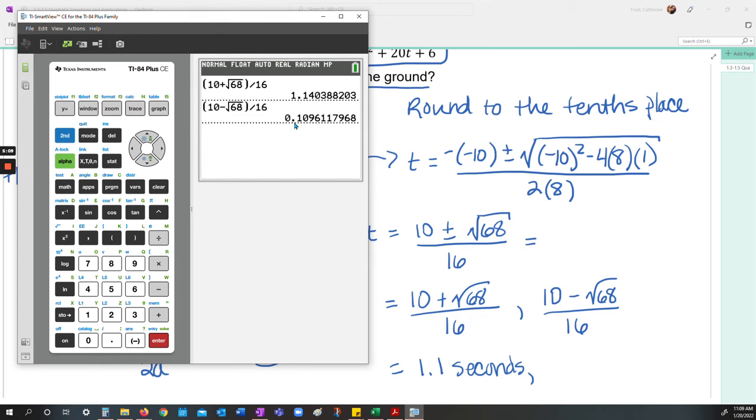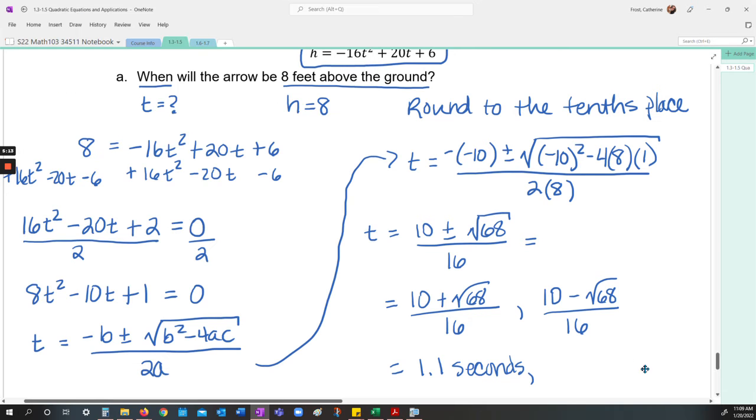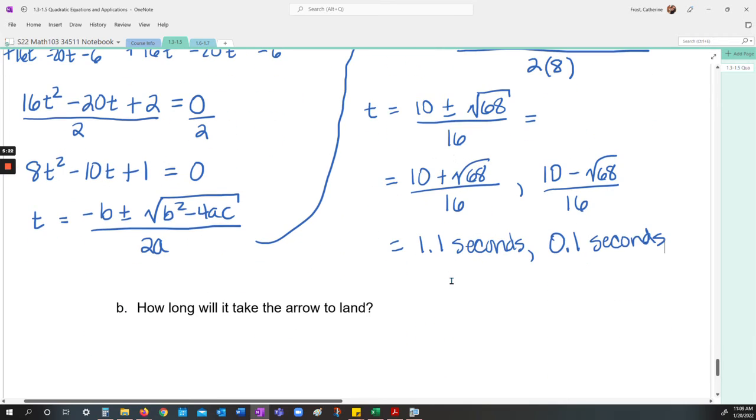So then rounding to the nearest tenth, it looks like it'll be 0.1. Okay, so 0.1. So both of these answers are, I guess that should just be seconds. Anyway, both of these answers are positive, so we would include both of them.